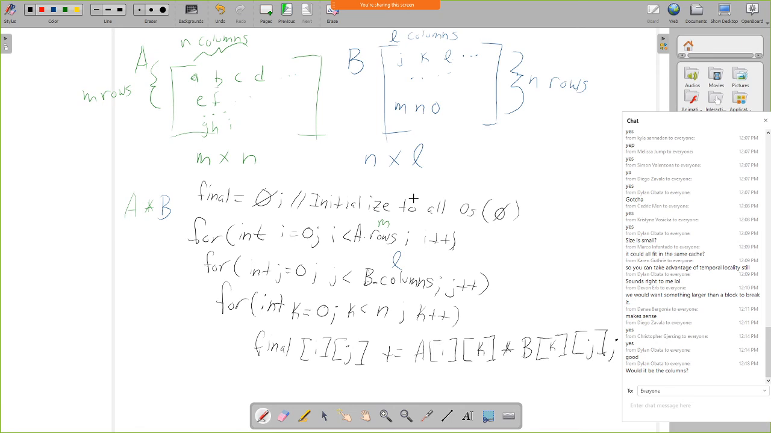Would it be the columns? Yes, the columns of B, right? So that's going to affect it. That's one of the things. Columns B, right? And then there's another one that's going to affect it. And there's kind of a way you can tell from the code.